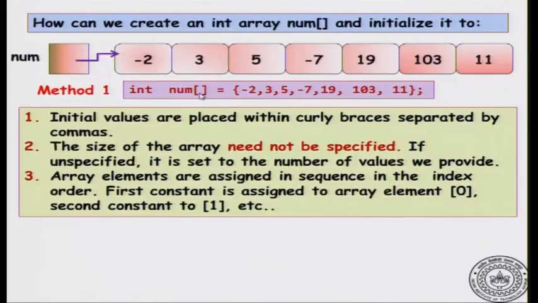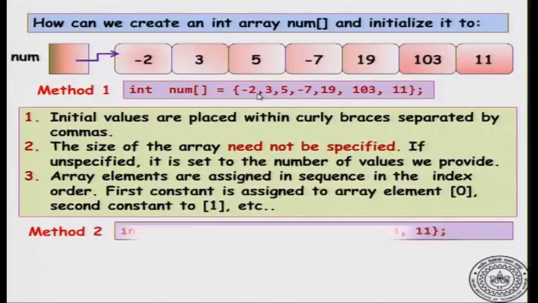So, I did not say that num has size 7. It will allocate an array with enough space to hold 7 integers. Array elements are assigned in the order that you specified. So num[0] will be -2, num[1] will be 3, and so on. So it is done in a reasonable manner.